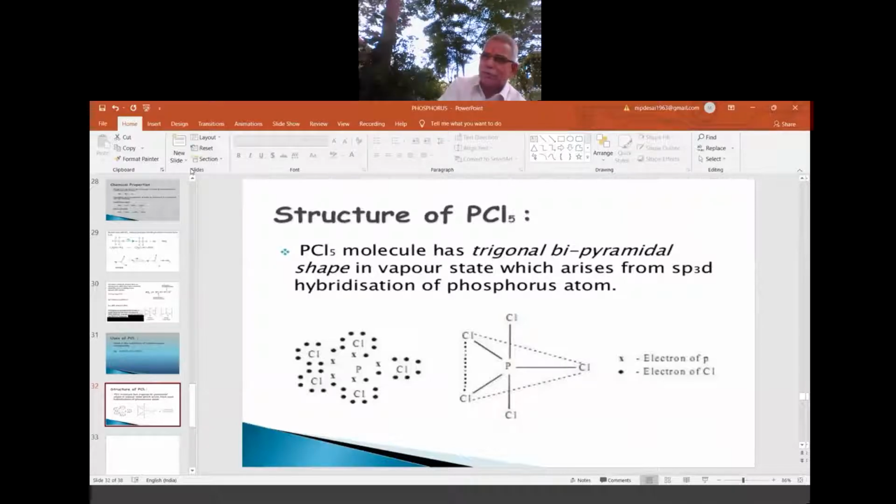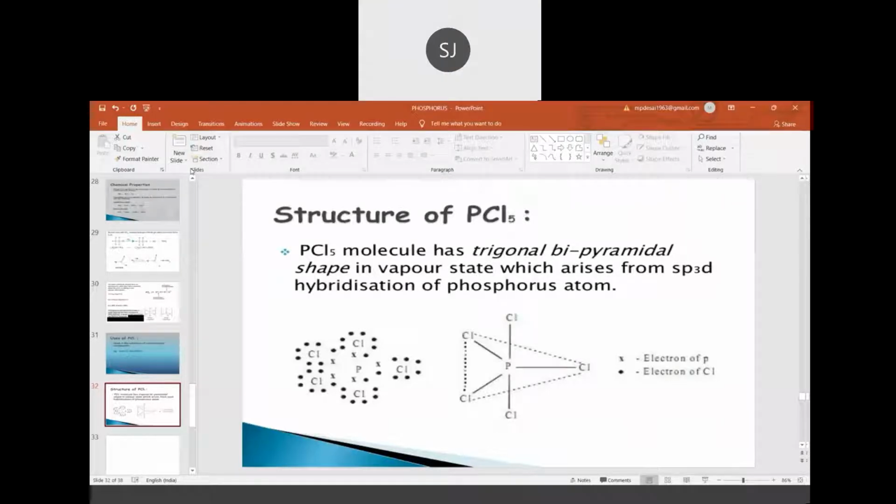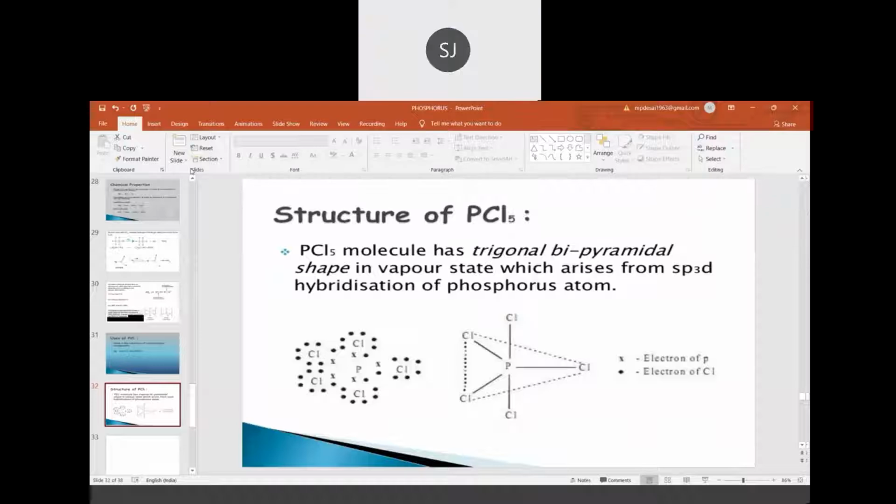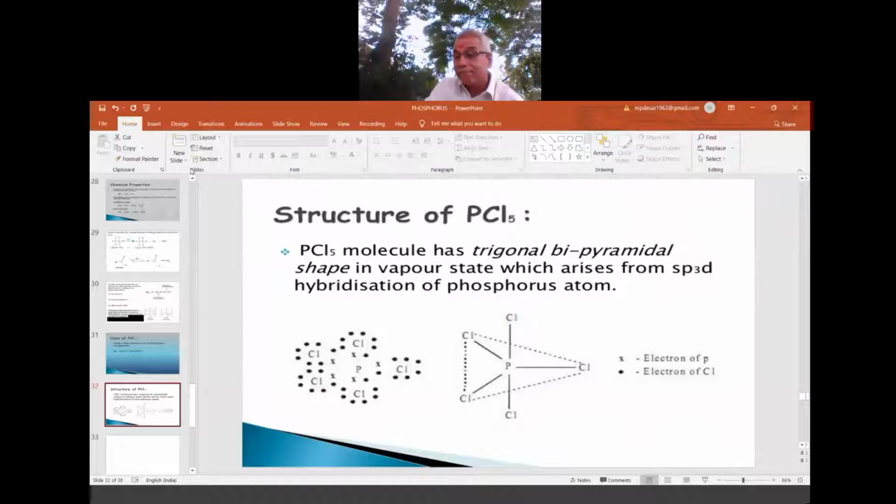So vitriol, you take it in the sense of a solid. Sir, blue vitriol is copper sulfate, and one more, iron sulfate. Yes, ferrous sulfate, light green, Fe2+. That is green vitriol.